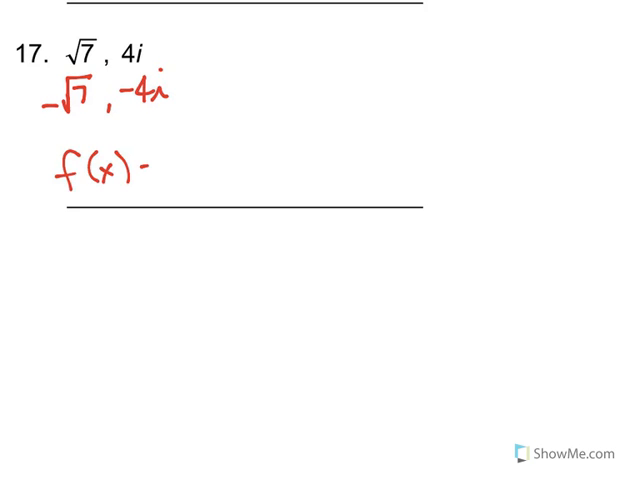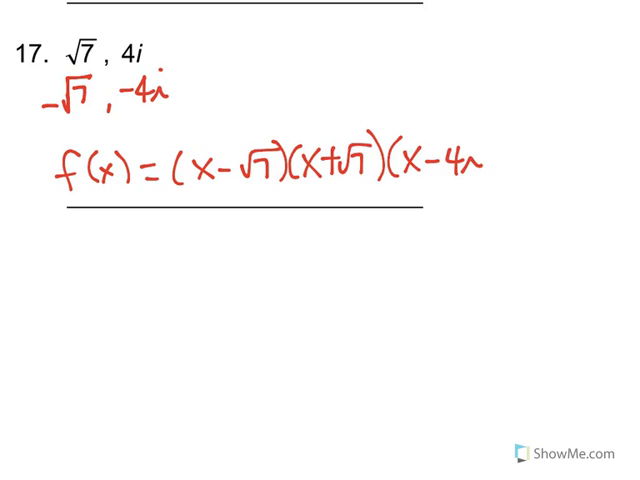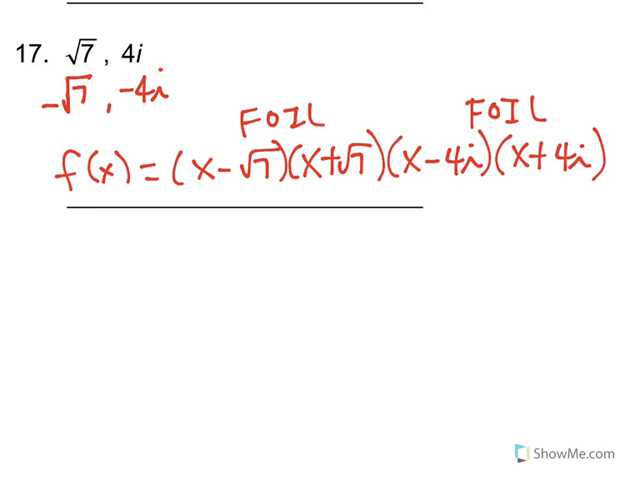So the first thing we're going to do is write down the function in factored form. So we will have (x minus radical 7)(x plus radical 7)(x minus 4i)(x plus 4i). Next, we're going to have to FOIL the first two and the last two sets of factors separately.